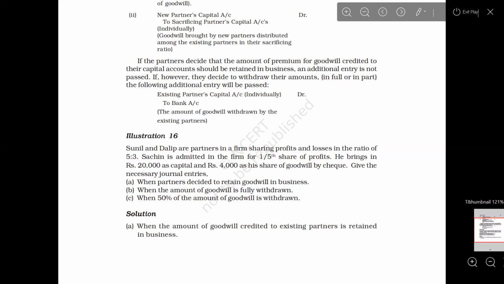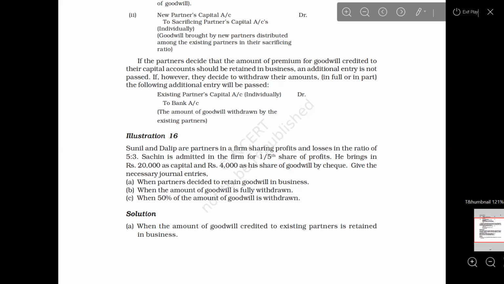Very simple. Sunil and Dalip, two partners, started their business. In between, they want to add one more partner, Sachin. Sachin enters for a 1/5 share of profit. Okay, this is your situation. Sachin brings capital of 20,000 and 4,000 for goodwill.